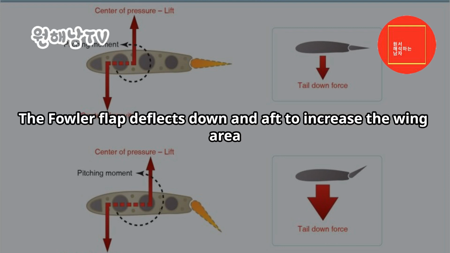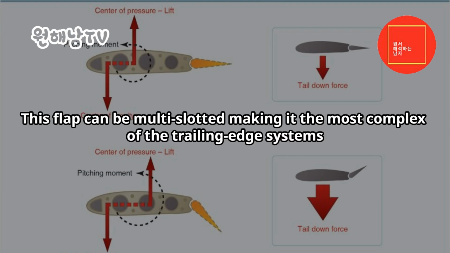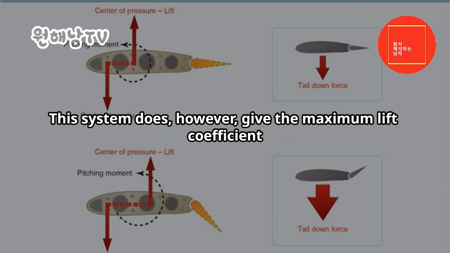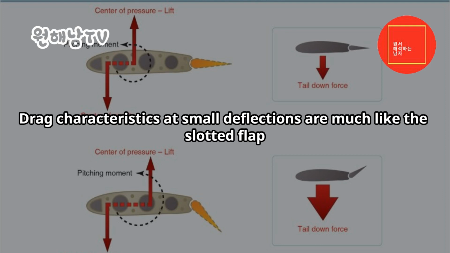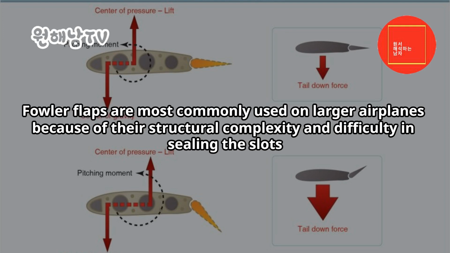The Fowler flap deflects down and aft to increase the wing area. This flap can be multi-slotted, making it the most complex of the trailing edge systems. This system does, however, give the maximum lift coefficient. Drag characteristics at small deflections are much like the slotted flap. Fowler flaps are most commonly used on larger airplanes because of their structural complexity and difficulty in sealing the slots.